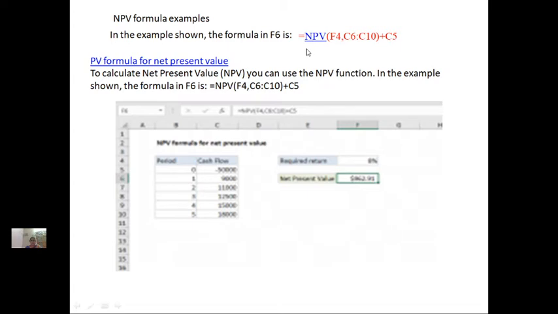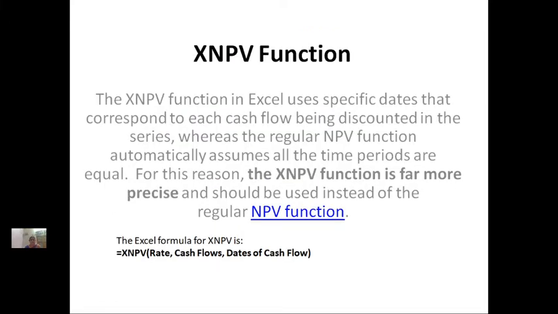Okay, NPV brackets open F4 comma C6 colon C10 plus C5. So let us come to the next slide. Next is the XNPV function. The XNPV function in Excel uses specific dates that correspond to each cash flow being discounted in the series, whereas the regular NPV function automatically assumes all the time periods are equal. Okay.